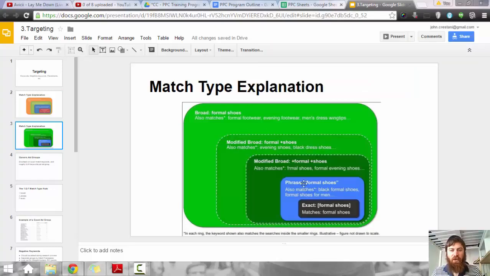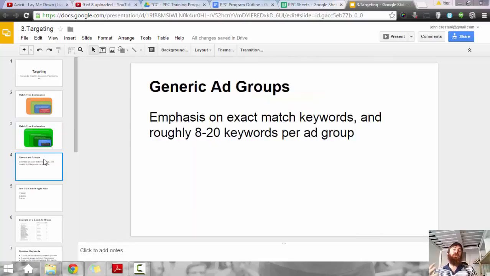I just put this slide in to give some more examples. Formal footwear, formal shoes matches with men's dress wingtips, for instance. Whereas if you're using a modified broad match like here, it would match with formal evening shoes, etc. So people can add words or subtract words. So let's go into this.